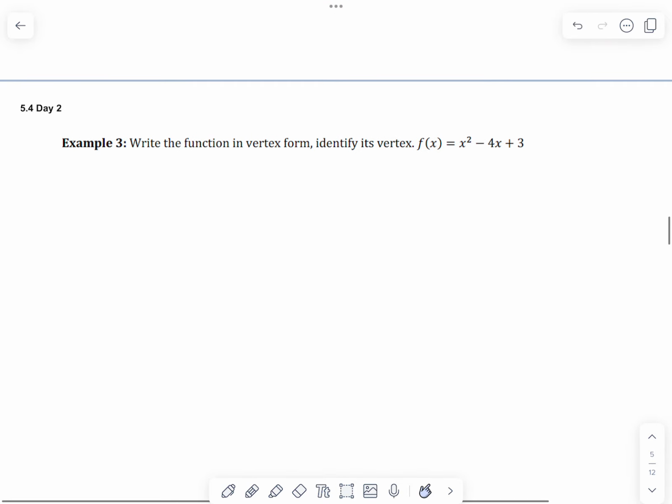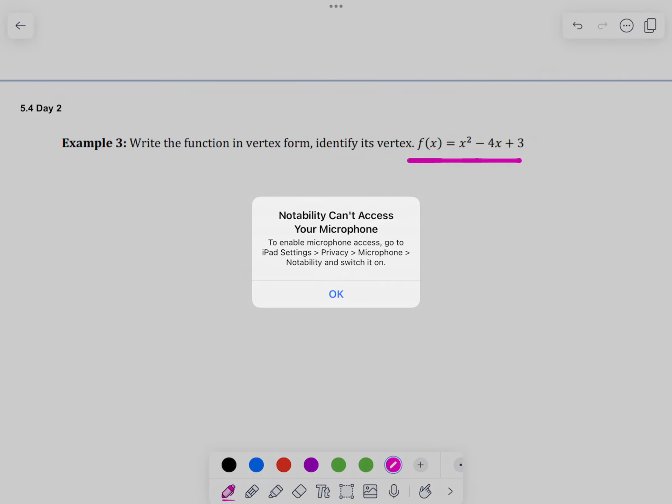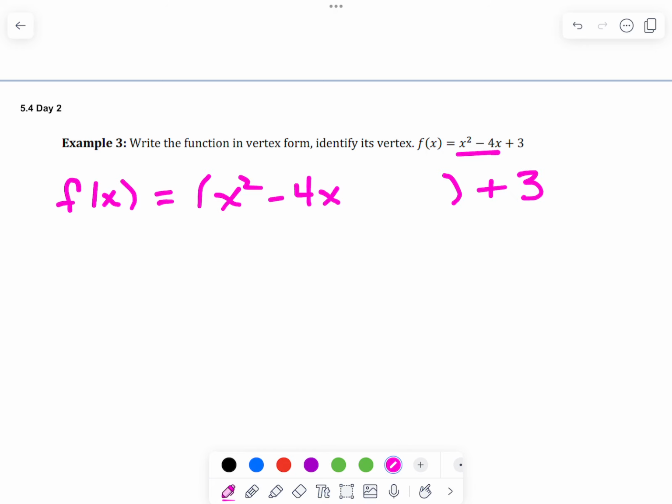All right, let's do another one. So here is our quadratic function in standard form. What we're going to do is we are going to group the first two terms together, the x squared and the x. Leave a little space, and then the constant goes outside the parentheses. Now we complete the square.